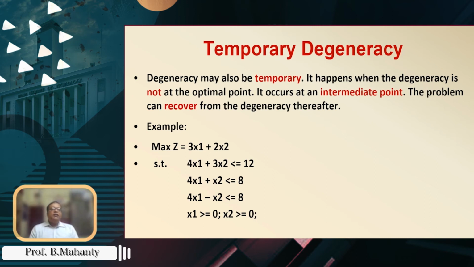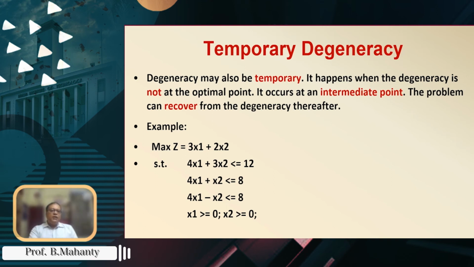So it is not always that degeneracy has to occur at the optimal point. Degeneracy can also occur at a non-optimal point, which is called an intermediate point. The problem can therefore recover from the degeneracy thereafter. But what may happen is there could be cycling, which has to be broken by using Bland's rule, or there will be an additional number of iterations, which will make the simplex problem more difficult.